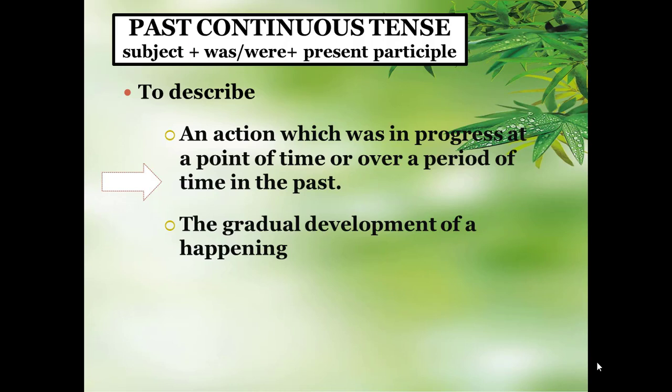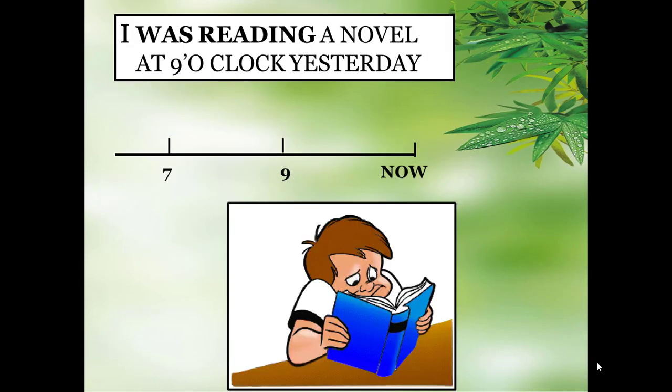It is also used to describe the gradual development of a happening. For instance, it was getting darker. In this sentence, dark is the development stated. Let us look at some examples.